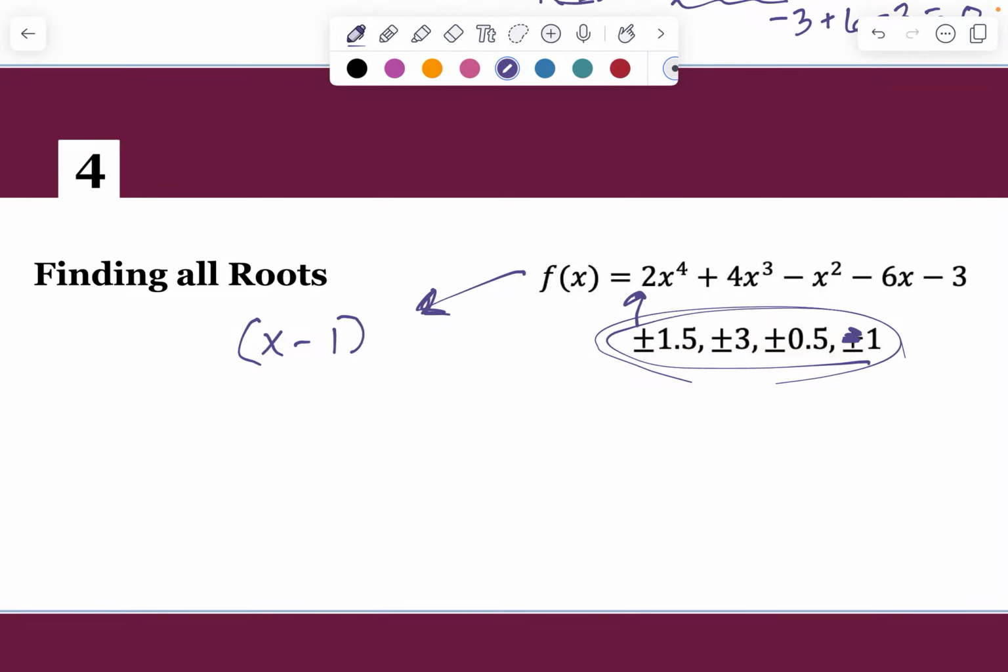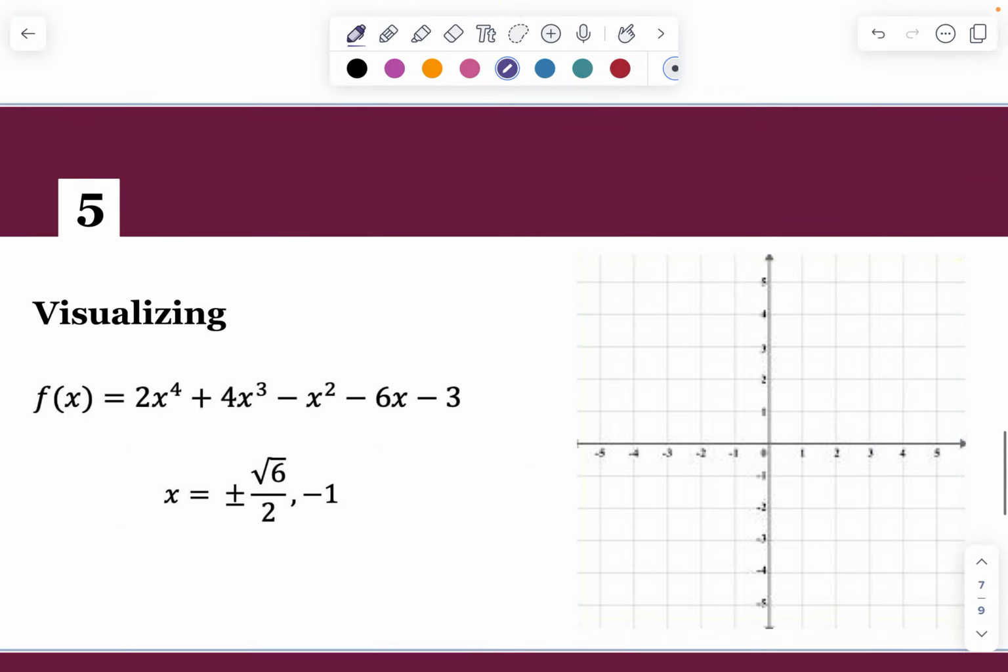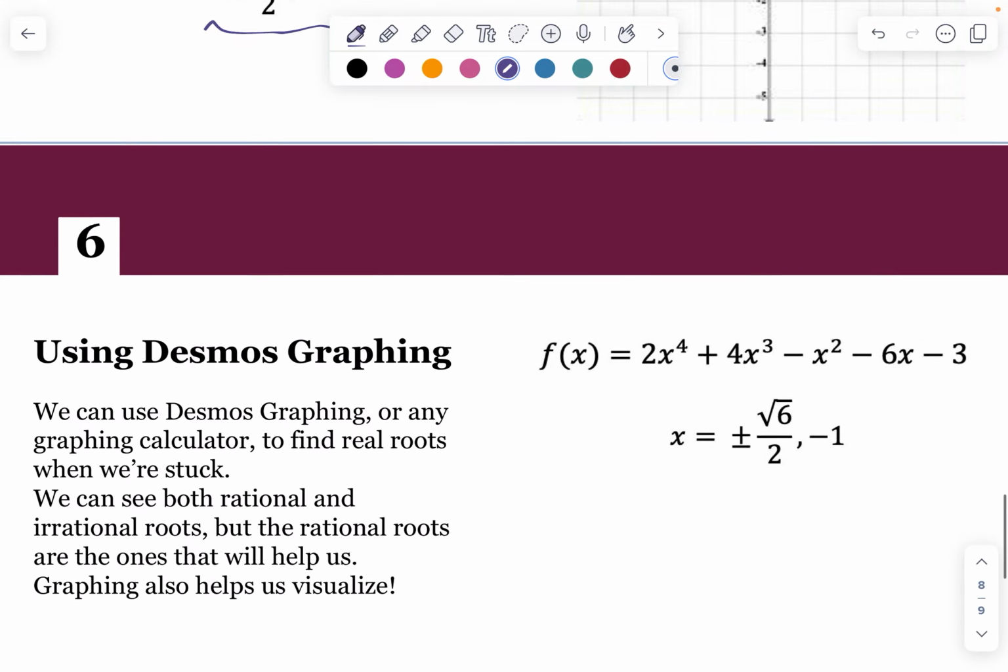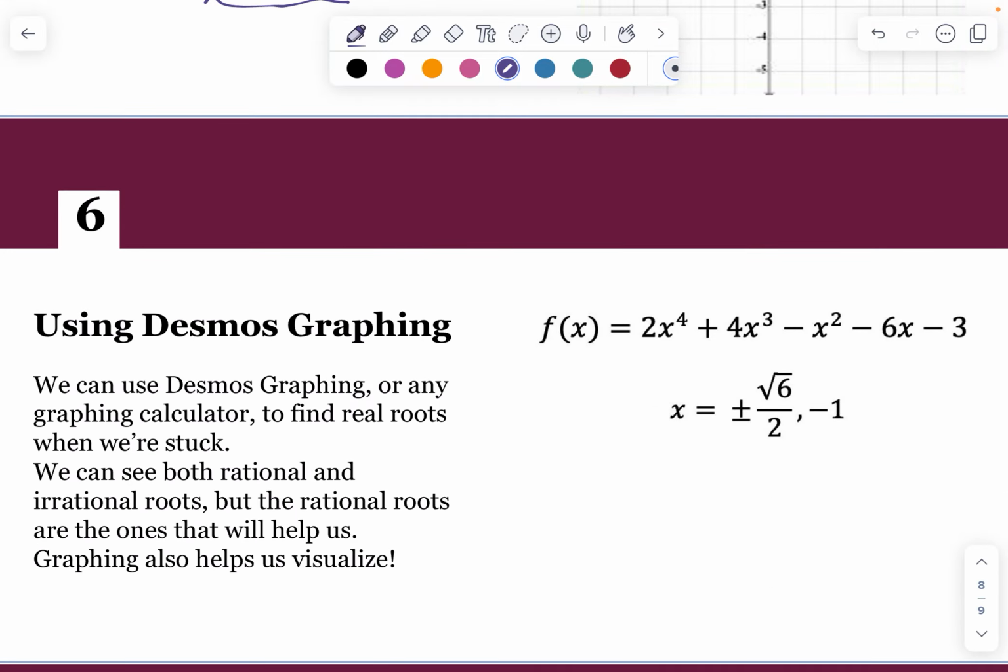So for tomorrow, I want you to finish that out, and then what we'll get to in our next video is we'll look at how we can take these patterns that we know about what the end behavior looks like and where our roots are located, and visualize ourselves what the graph will look like. And then we'll go ahead and see how Desmos graphing can really help us completely understand and get a full picture of that graph and that function, okay?